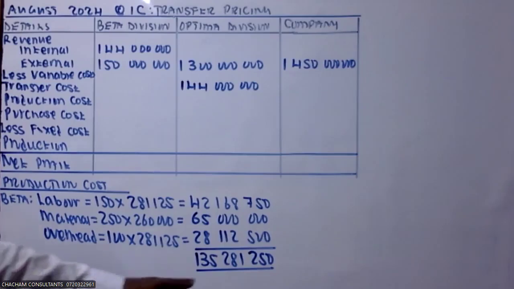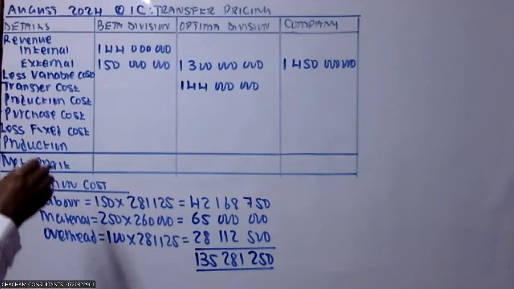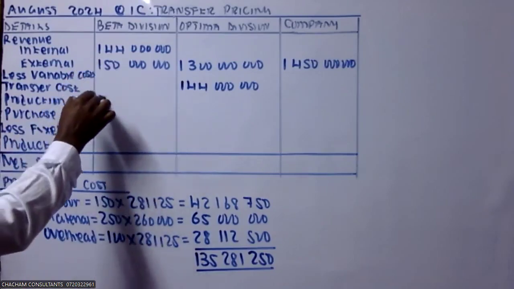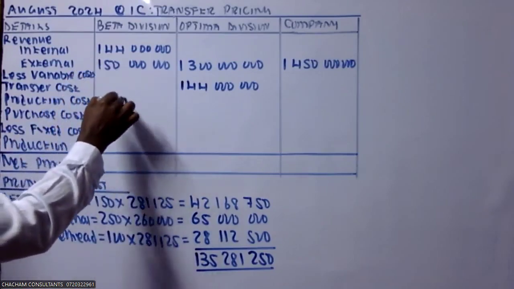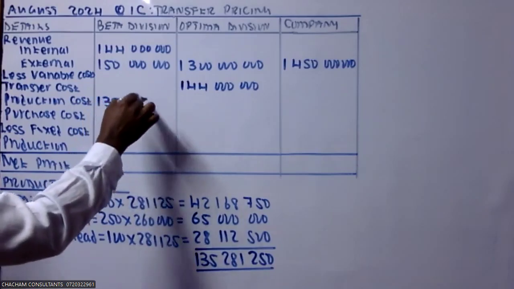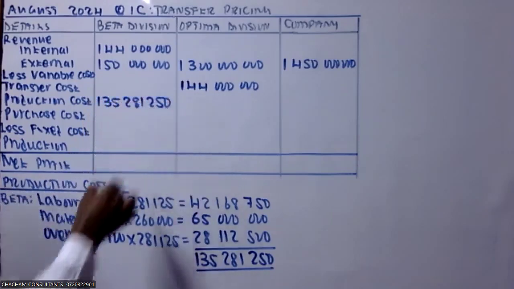When you add the three of them, they are coming to 135,281,250. So the variable production costs that will be there, okay, so that's good. The variable production cost, that is the one that we had. So now that is what you put there: 135,281,250.